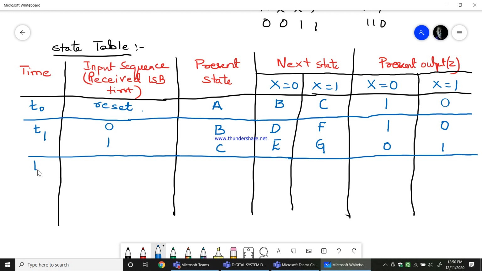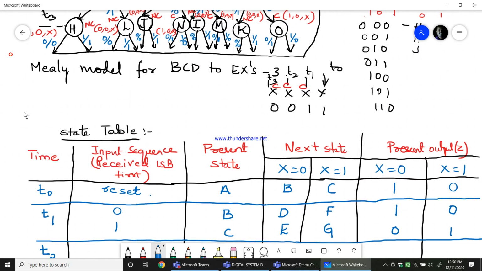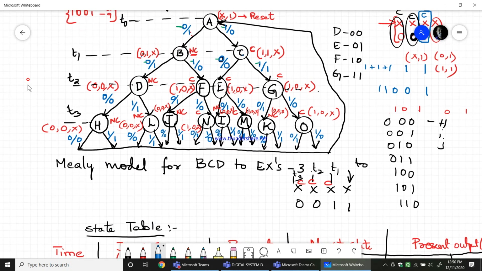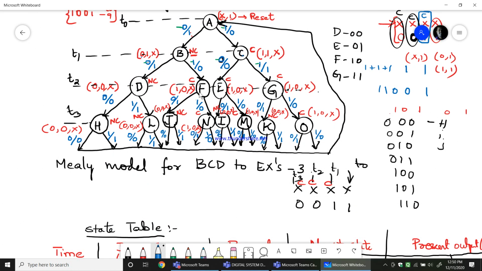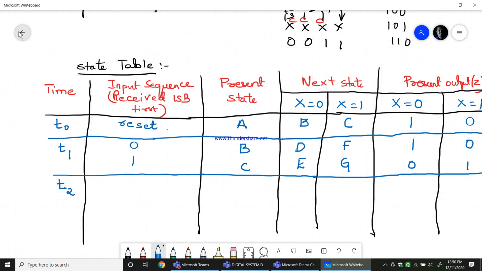Now when I go to T2, what does T2 mean? T2 is nothing but D, E, F, G. I'll write this D, E, F, G in a normal way, not D, F, E, G, when I write the table. Based on that, I'll look into the inputs and outputs and also the next state. Okay, so I'll say D, E, F, G.